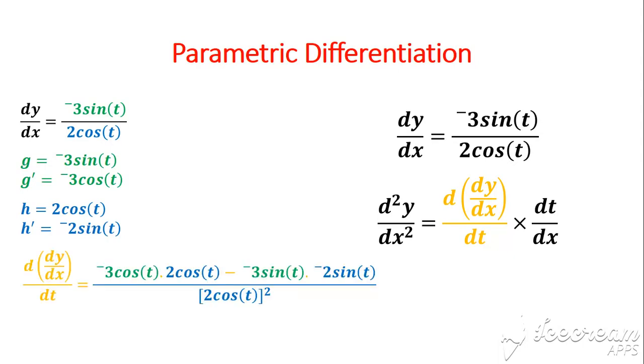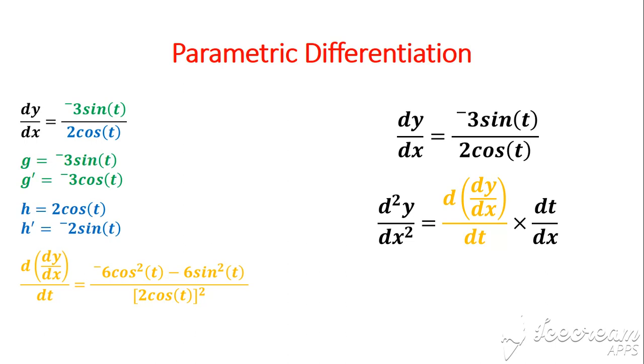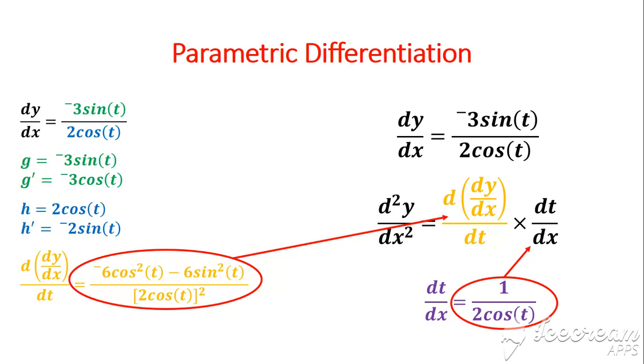So when we put it all together with the quotient rule, we get the differentiated function of dy dx with respect to t is equal to negative 3 cos t times 2 cos t minus negative 3 sine t times negative 2 sine t all over 2 cos t all squared. Now this simplifies down to negative 6 cos squared t minus 6 sine squared t over 2 cos t all squared. Now this is equivalent to the differentiation of dy over dx with respect to t.